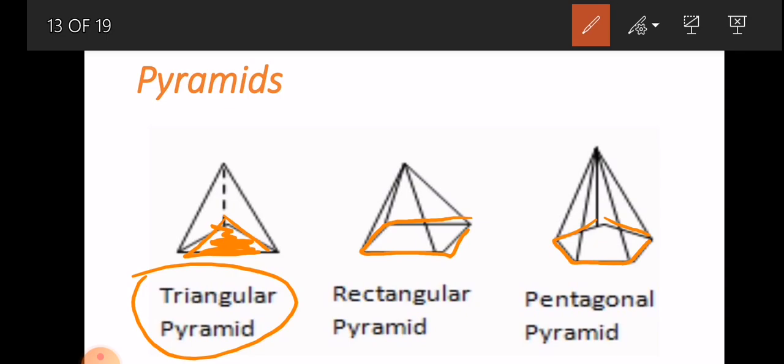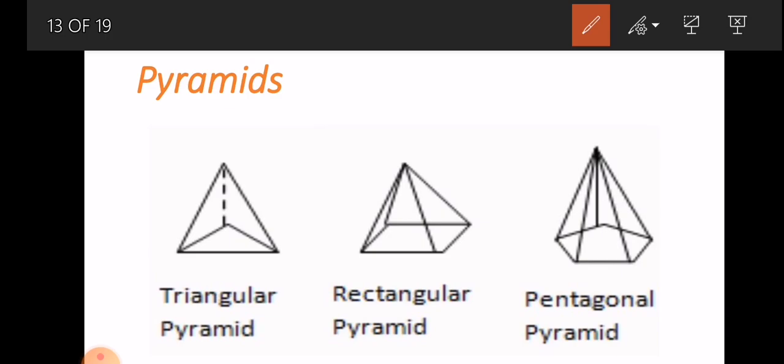Okay, let's count, for example, how many vertices. Let's take one of them and count on it. The triangular pyramid. How many vertices for it? Let's count together. 1, 2, 3, 4. So I have for it 4 vertices. Okay, let's count how many edges. The edges are the lines. 1, 2, 3, 4, 5, 6. So I have 6 edges.